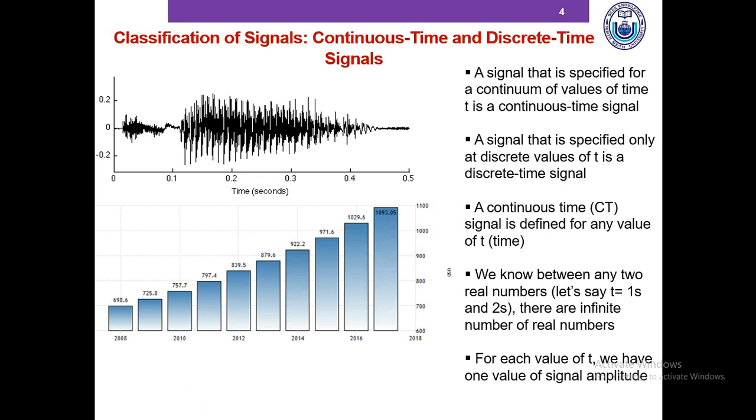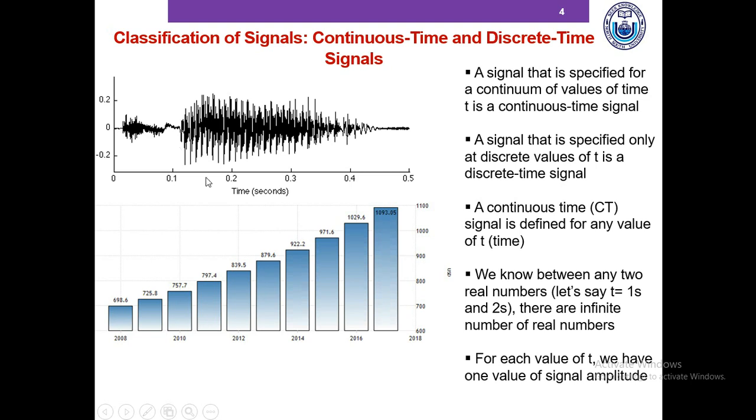Now I'm going to talk about ways you can classify signals. A signal that is specified for a continuum of values of time, or t, is called a continuous time signal. A signal that is specified only at discrete values of t is a discrete time signal.